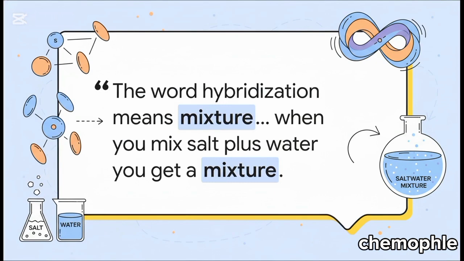Now, don't let the word scare you off. The core idea is incredibly simple. Hybridization just means mixture. It's like when you mix salt and water. You don't have separate salt particles and water molecules anymore. You have a totally new thing, salt water. It's the exact same principle for orbitals. They mix to become something entirely new and uniform.